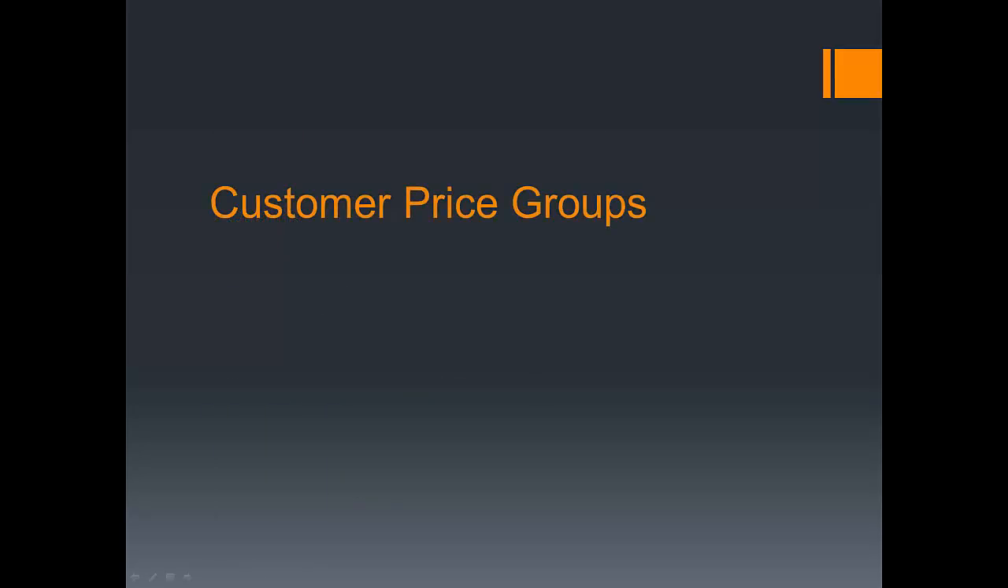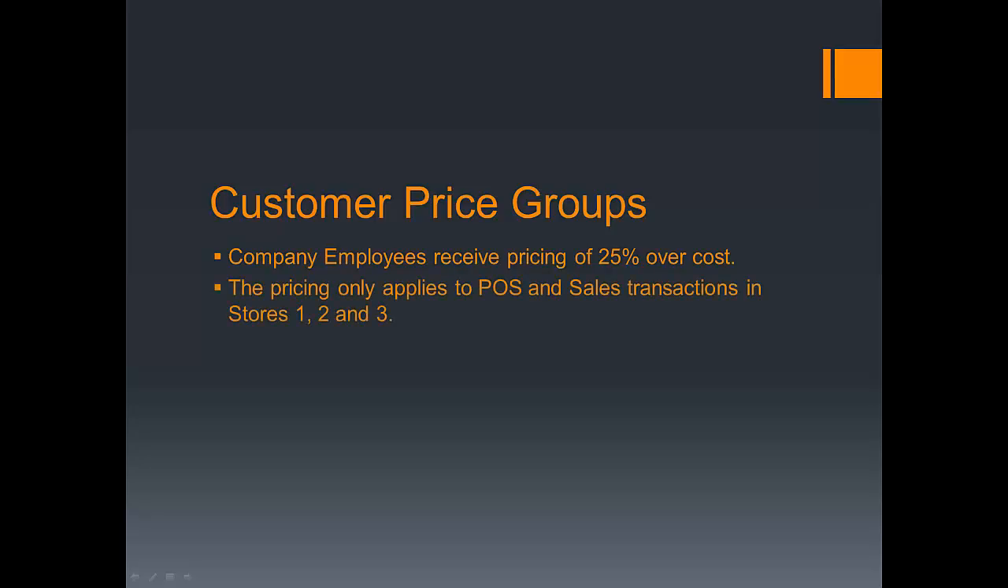Let's look at an example that could be implemented using customer price groups. In our example, the company gives employees special pricing. The employee pricing structure is set up with the following conditions. Company employees receive pricing of 25% over cost. The pricing only applies to point of sale and sales transactions in stores 1, 2, and 3.